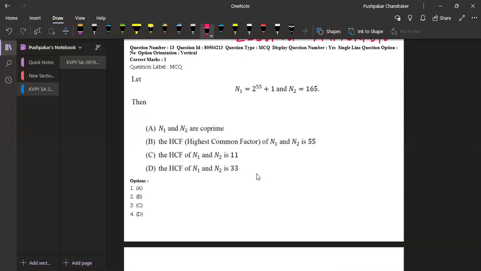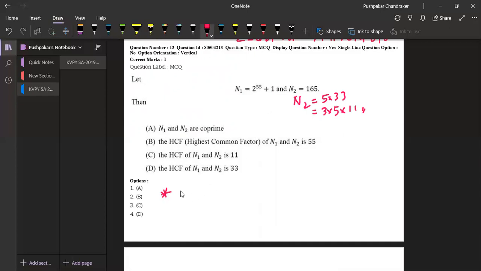So you have to find the HCF. Okay, no. HCF or co-prime, all those things they have asked. Fine. So you factorize this as n2. N2 is, if it is divisible by 5, they will multiply divided by 5 here. So you get 3, 3. It means it is 3 into 5 into 11. Okay, fine. And this is difficult to factorize. Because let us try to apply the concepts we learned.